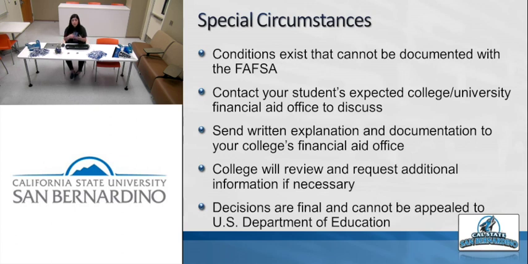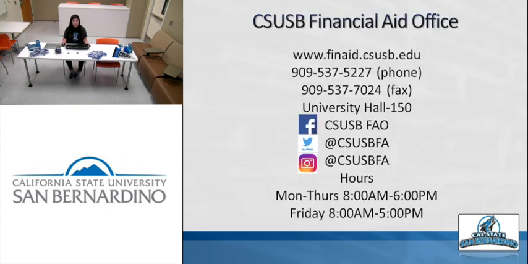So when you're coming to us and asking for a special circumstance to be considered, you want to make sure you bring as much information as possible, because that is what we use to determine whether or not we want to process a special circumstance for you specifically. And there's no way you can appeal our special circumstance decisions.